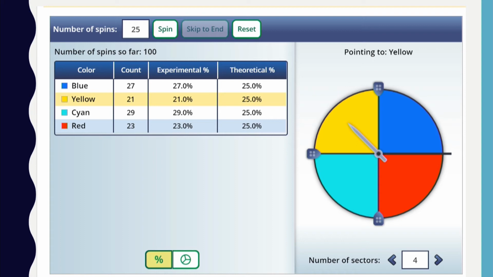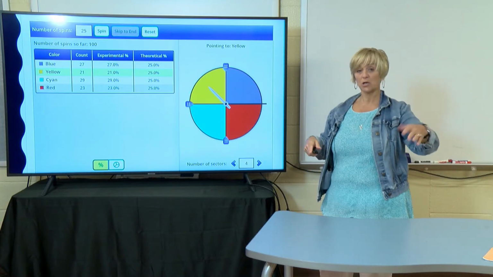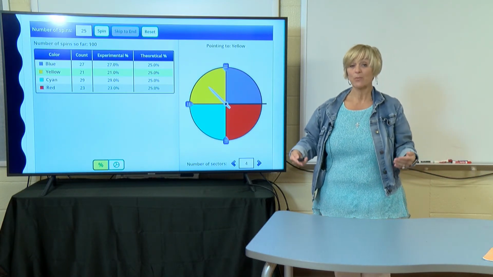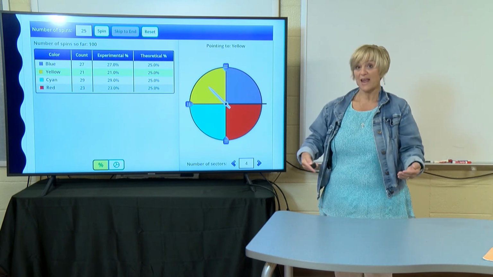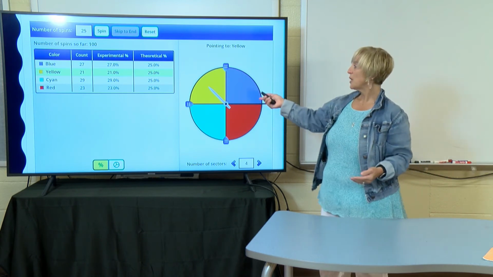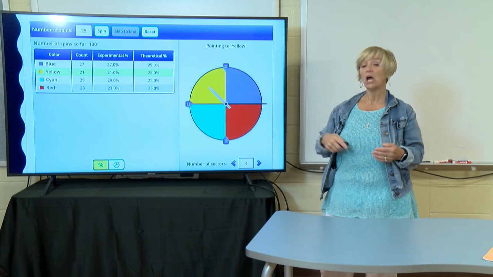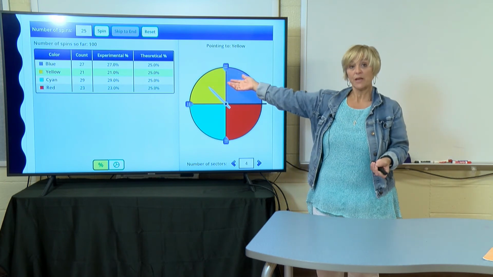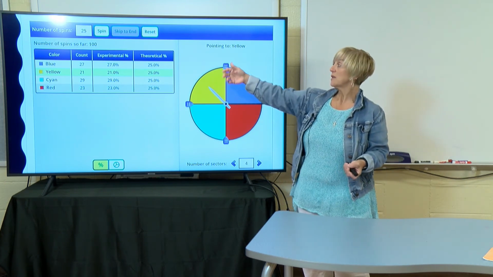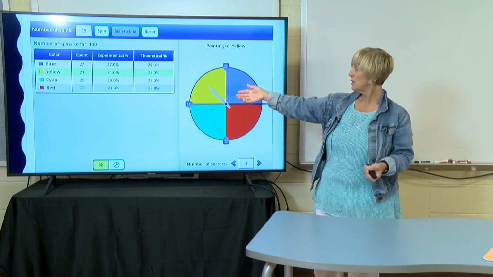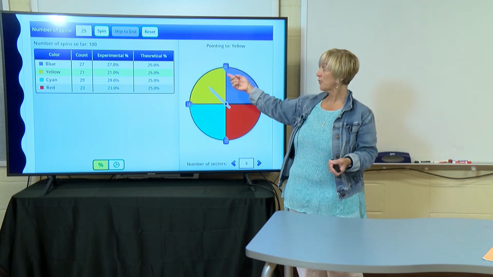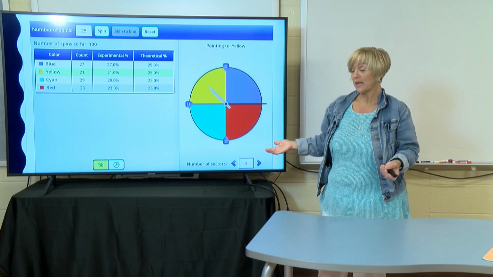In the beginning, we said theoretically that we should land on every color 1 out of 4 times. Well, we conducted this experiment to see if that was actually the truth or if that was actually the result we would get. So after our experiment with 100 spins, it does look to be that our theory was correct because 27 times it landed on blue. That's 27% for our experiment. Our theory said 25. We are really close.